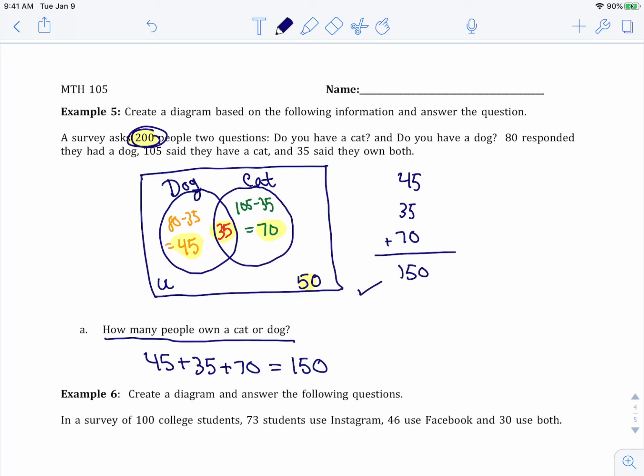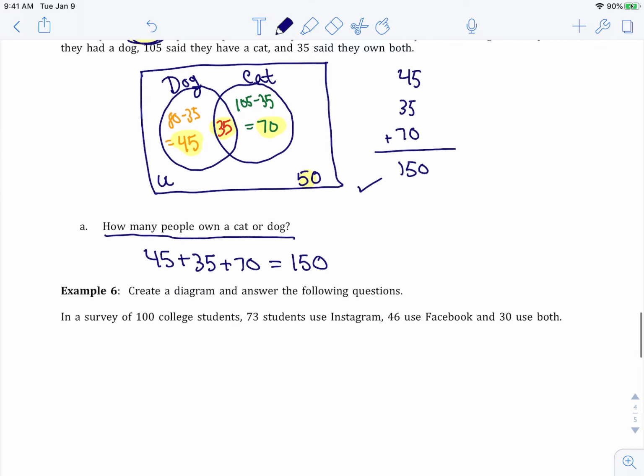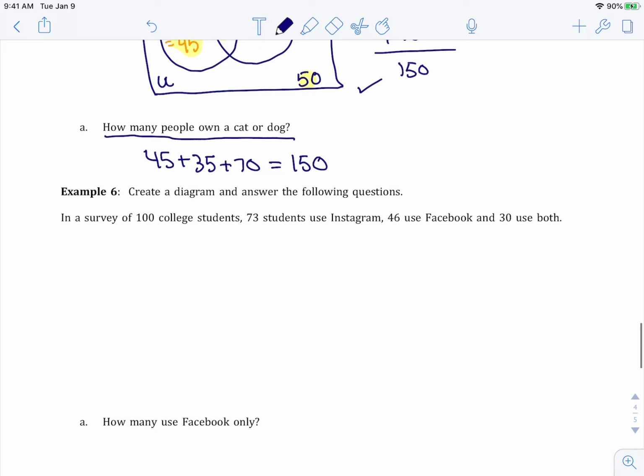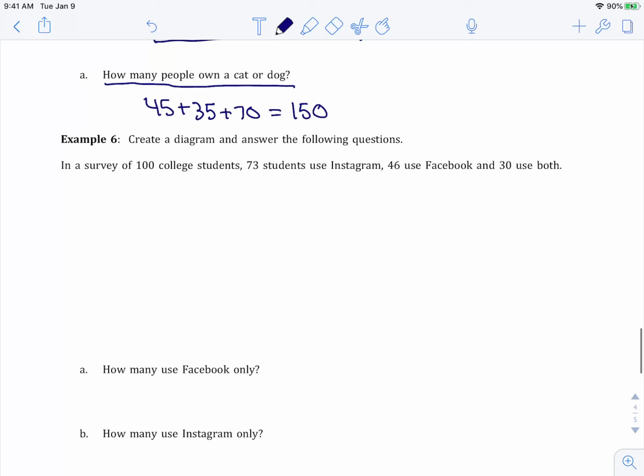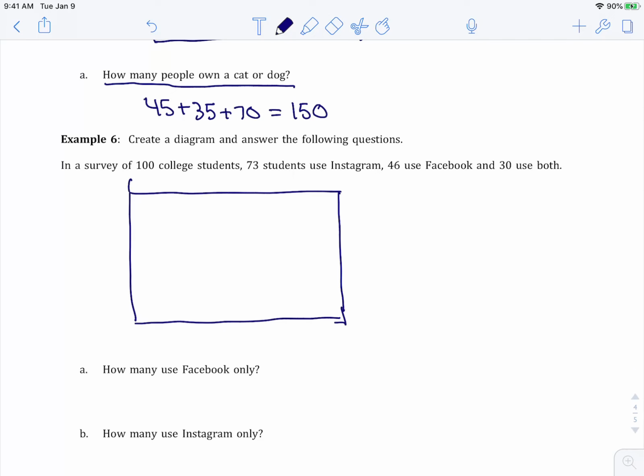All right, let's do one more to make sure it makes sense. So in example 6, a survey of 100 college students were asked if they use Instagram or Facebook. So 73 said they use Instagram. 46 say they use Facebook, and 30 use both. So I'm going to go ahead and give myself a universal set, which for us is college students.